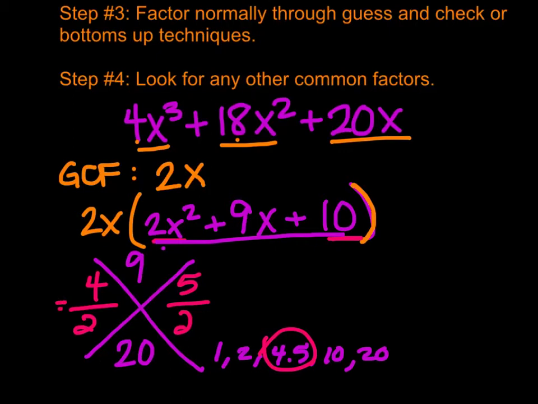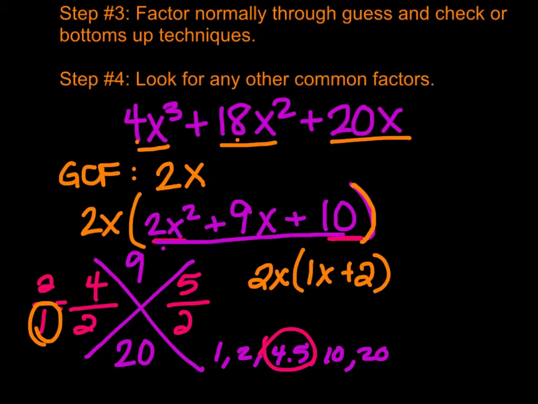So 4 over 2 can be simplified into 2 over 1, and 5 over 2 can't be simplified. So bottoms up tells us what is in the bottom goes up in front. So we still have our 2x, and then we're going to have 1x plus 2, oops, I forgot my x. Need the x's there. And bottoms up, 2x plus 5.